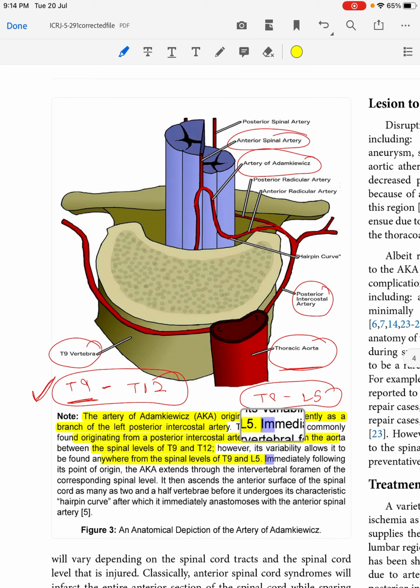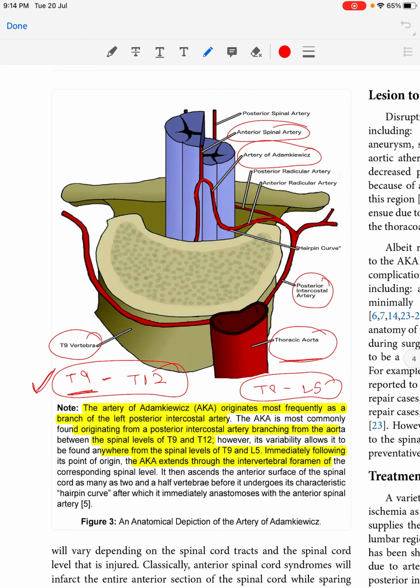Immediately after the origin, the artery of Adamkiewicz extends through the neural foramina, as we can see here. It extends backward in the neural foramina of the corresponding spinal level, and then it ascends along the anterior surface of the spinal cord, forms a hairpin-like structure, then anastomoses with the anterior spinal artery. This artery supplies the upper lumbar and the lower dorsal part of the spinal cord, only the anterior part.